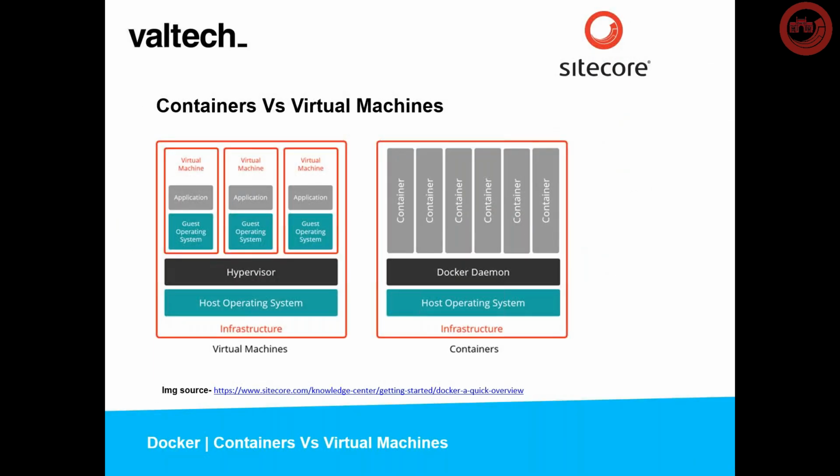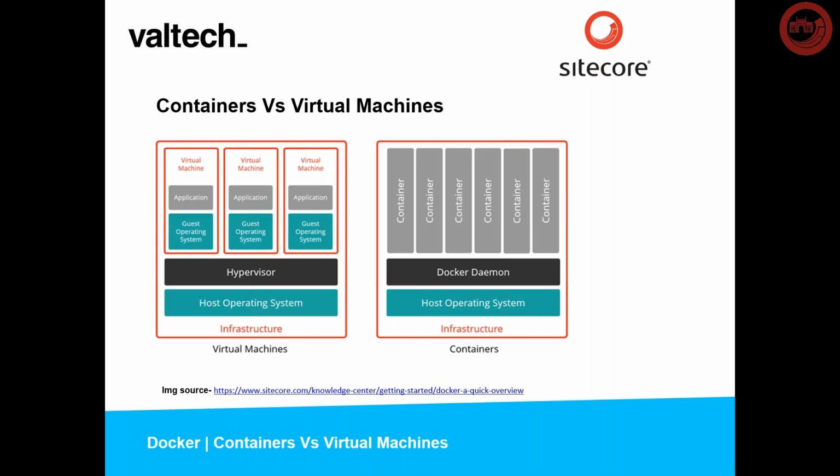Before we go into more details about Sitecore Docker, let's try to understand how Docker containers are different from virtual machines. On the left hand side, we have the virtual machine. How virtual machines work is, we have a host operating system, and on top of it we can have a number of VMs, and for every VM we have an independent OS. With this approach, the performance is not as good as containers, because each VM has its own set of OS.